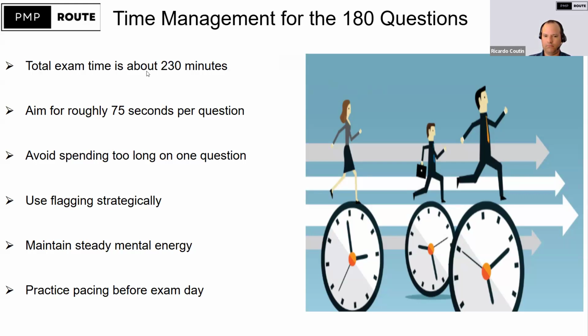The exam is 3 hours 50 minutes with 10 minute breaks after every 60 minutes. So the effective time that you're answering questions is 3 hours 50 minutes, which is 230 minutes. You have to answer 180 questions. So you should aim for roughly 75 seconds, that is 1 minute 15 seconds per question. Avoid spending too much time on a single question. You can use flagging strategically, because when you are writing your exam, you can flag some questions that you can come and check later on, but I'll give more emphasis on this.